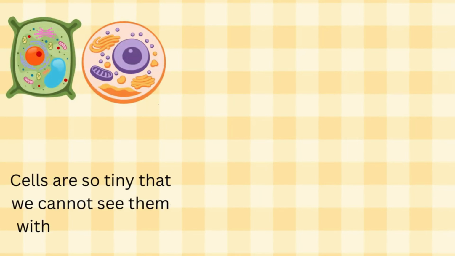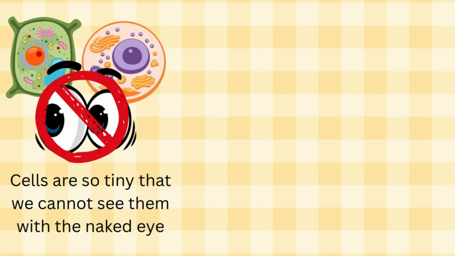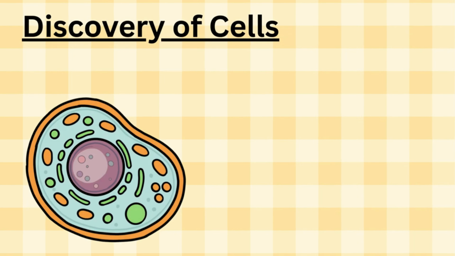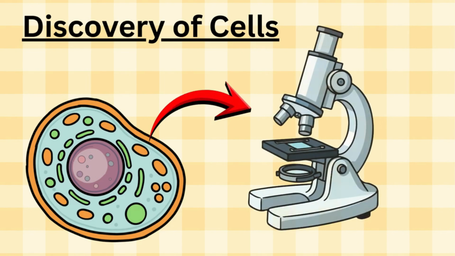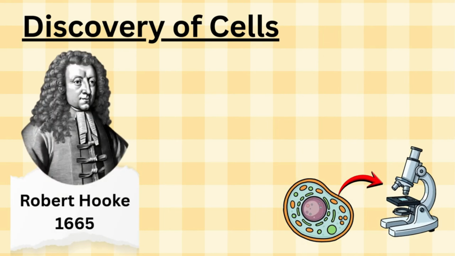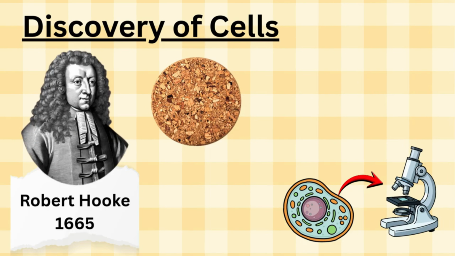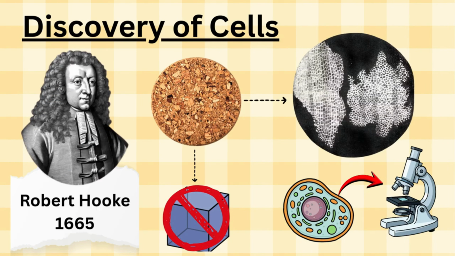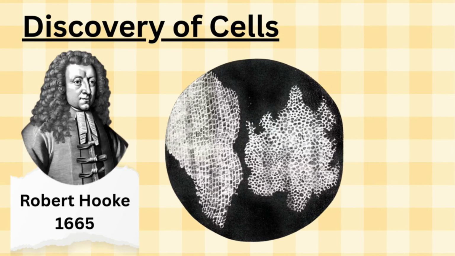But if cells are so tiny that we cannot see them with the naked eye, an important question arises. How did scientists discover them in the first place? The discovery of cells became possible only after the invention of one important scientific tool, the microscope. In 1665, Robert Hooke, an English scientist, examined a thin slice of cork under a microscope. What he saw surprised him. Instead of a solid structure, the cork appeared to contain many tiny box-like compartments arranged side by side. These compartments reminded him of the small rooms used by monks in monasteries. Because of this resemblance, Hooke called them cells.